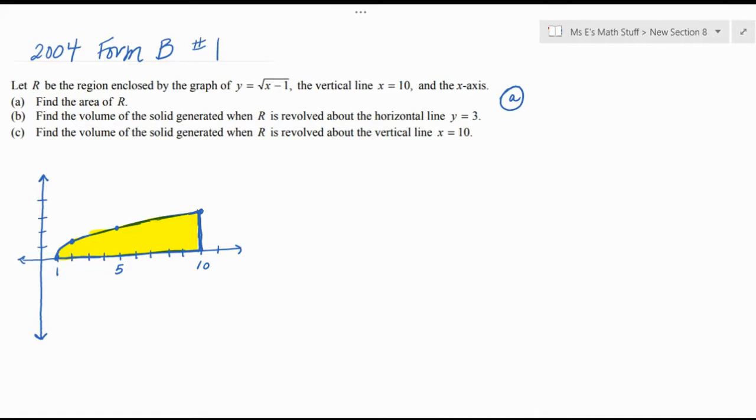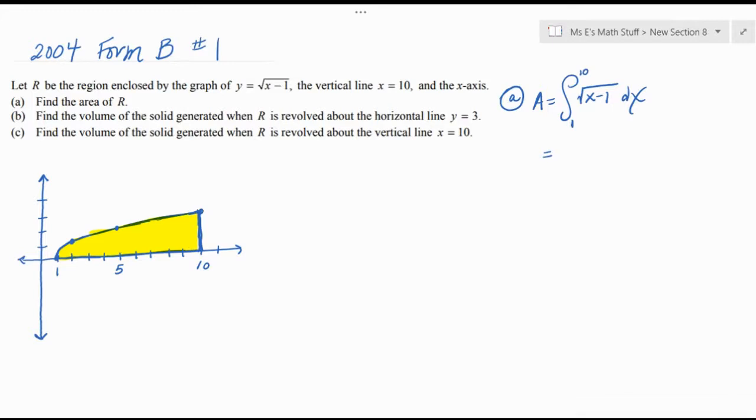For part A, they want you to find the area of R, so that's just a matter of setting up the correct integral. So we're going to use the idea of upper minus lower. The upper function is square root of x minus 1, and the lower function is 0. So your integrand would basically just be the square root of x minus 1 dx, and then the bounds, we would be adding these little areas of rectangles starting at 1 and stopping at 10. There you go.